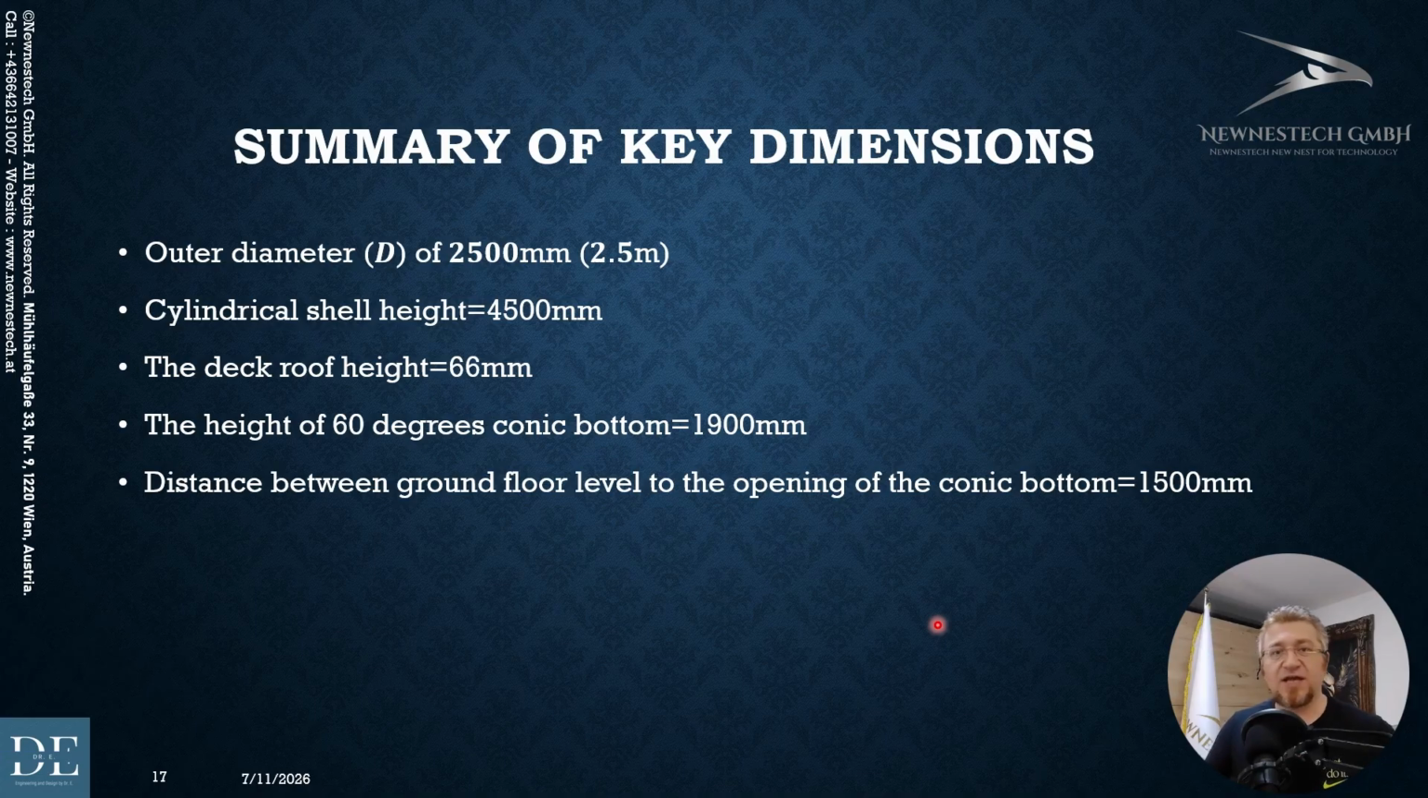Great! Now we can review the comprehensive layout of our primary dimensions on this slide. To summarize, we have an outer diameter of 2,500 mm, a total cylindrical shell height of 4,500 mm, a roof deck height of almost 66 mm, a 60-degree conical hopper height of approximately 1,900 mm, and a ground clearance of 1,500 mm from the foundation level to the discharge opening.